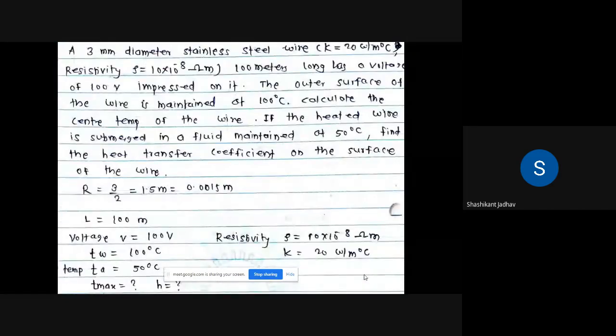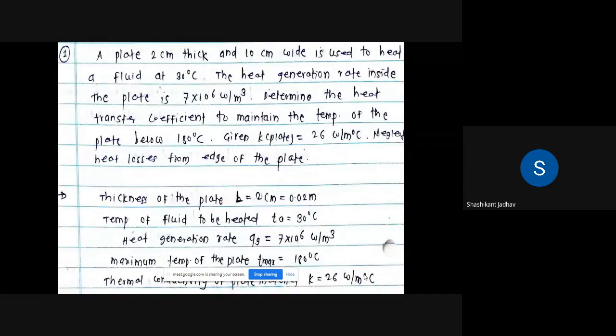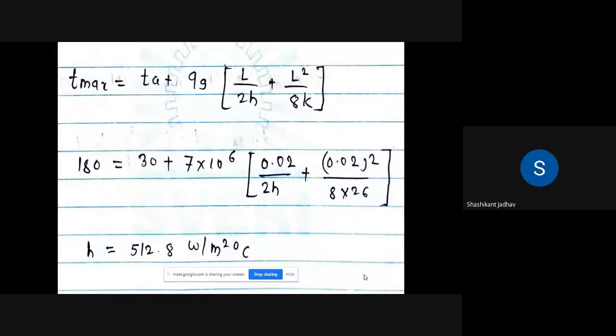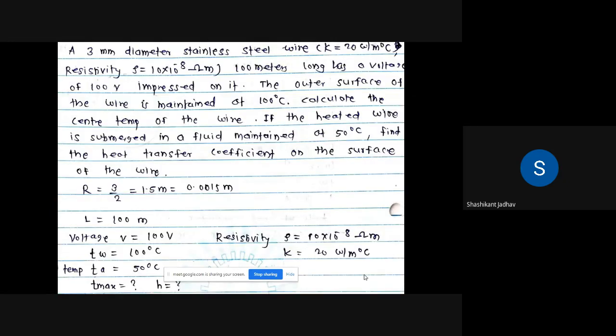Write down this problem. Already we have completed the first problem, which is related to the plane wall with some internal heat generation, and T max is given. From that we wrote the equation for T max, and we had to calculate the value of H. We put in the given values, and we get H equal to 512.8 watt per meter square degree Celsius. Now we have to consider the second problem. So all of you write down the second problem.